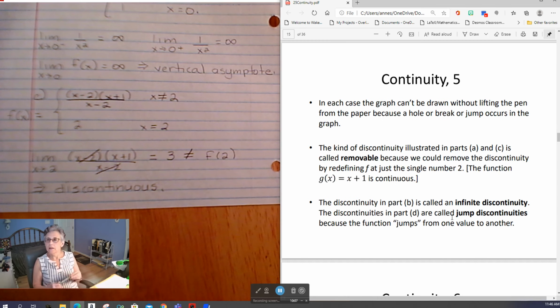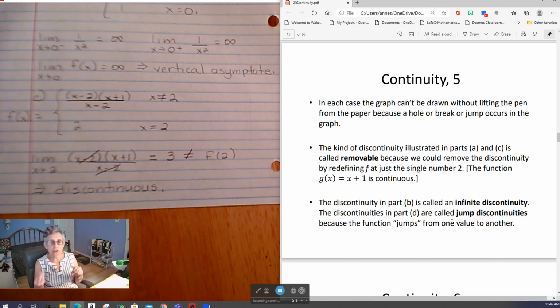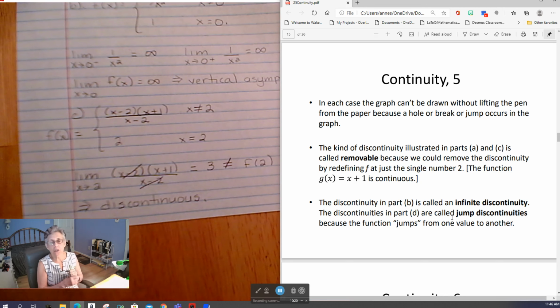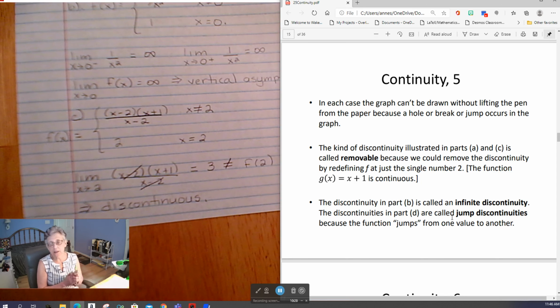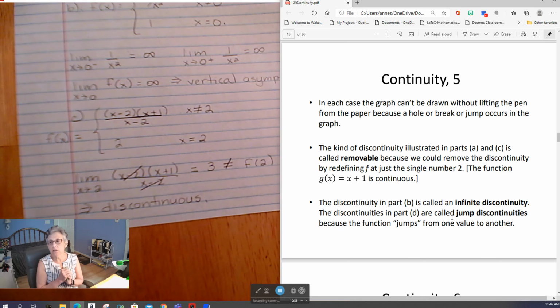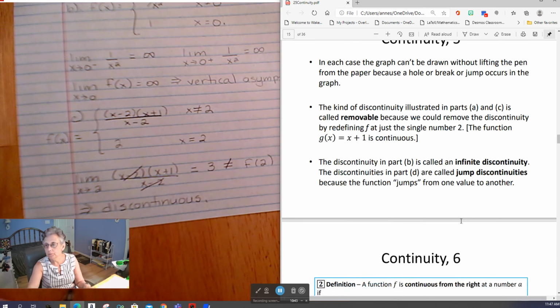Okay. The kind of discontinuity illustrated in parts A and C is called removable. It's a hole. That means we could define the function in such a way, a new function, that we could fill in the hole. The discontinuity in part B is called an infinite discontinuity. It's a vertical asymptote. The discontinuities in that last one, the greatest integer function, are called jump discontinuities. They happen when you have left and right hand limits that do not equal.